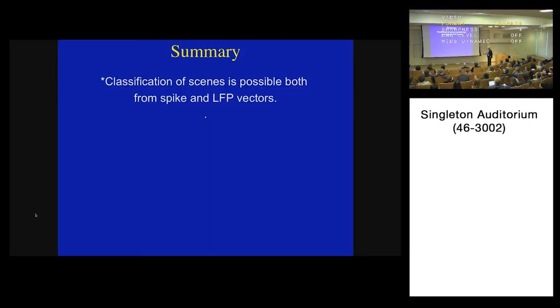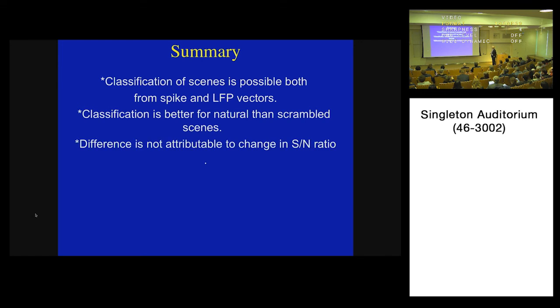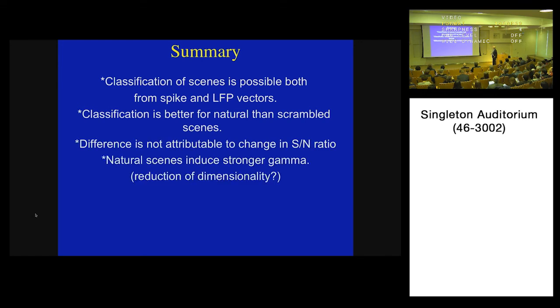So classification of scenes is possible, both from spike and LFP vectors. It's better for natural than scrambled scenes. It's not due to changes in signal-to-noise ratio. It must have to do with internal structure, the correlation structure of the resulting matching result. And natural scenes induce stronger gamma. We would predict they produce a stronger reduction of dimensionality. We are about to analyze dimensionality. It's a bit tricky. Maybe.